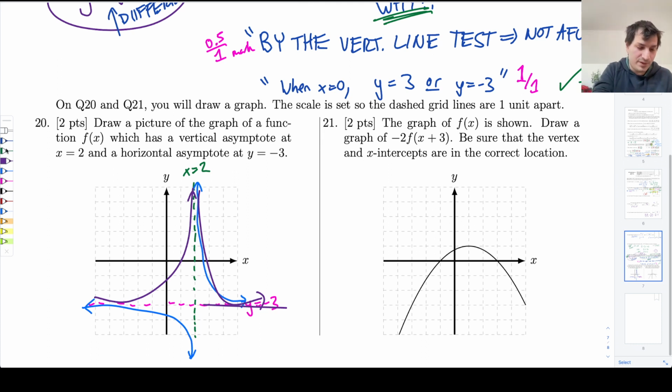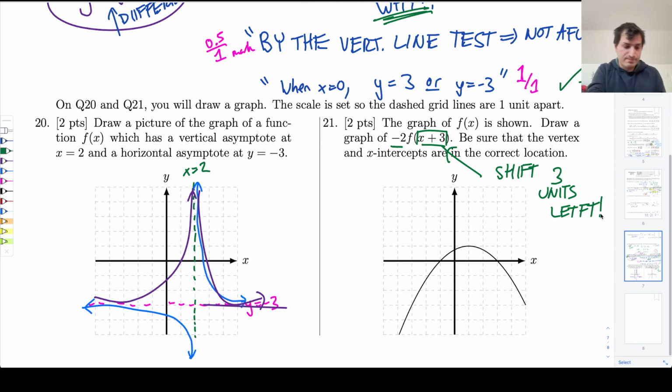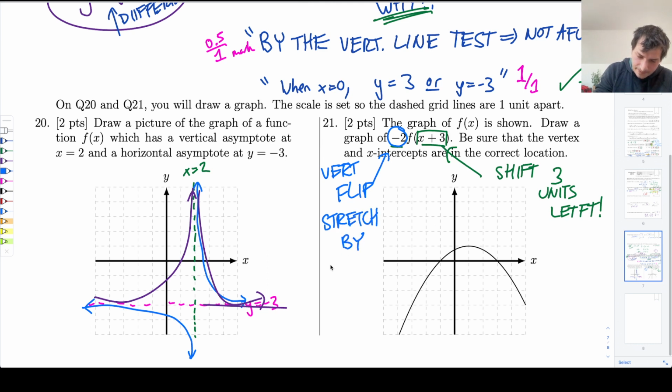Question 21, the average was like 1 mark out of 2 on this one. And to get full marks, you really had to do all these transformations correctly. So part of the transformation was shifting it. That's the x plus 3. This is a shift, and it's 3 units to the left. So the plus 3 means 3 units to the left. The minus 2, this is a flip, a vertical flip, and stretch by a factor of 2.